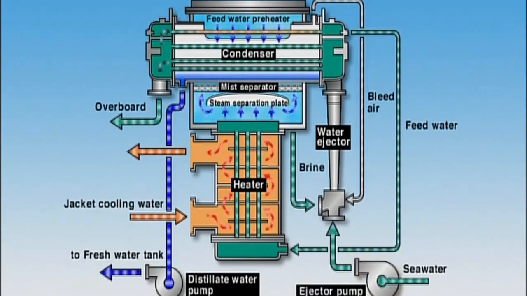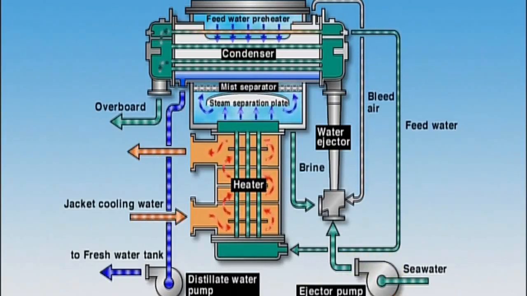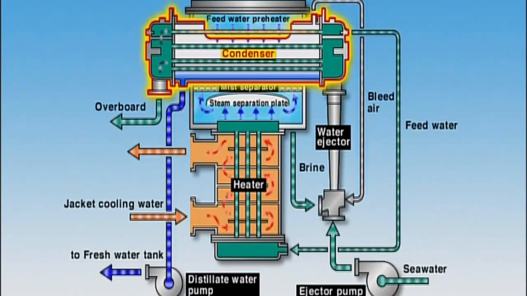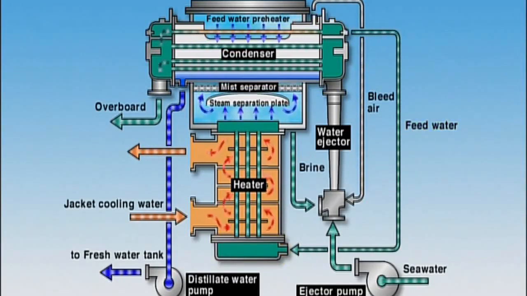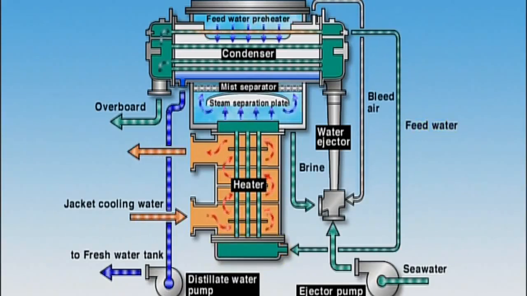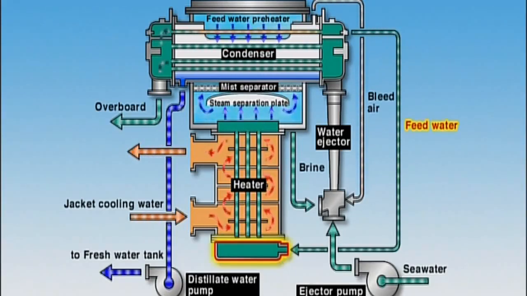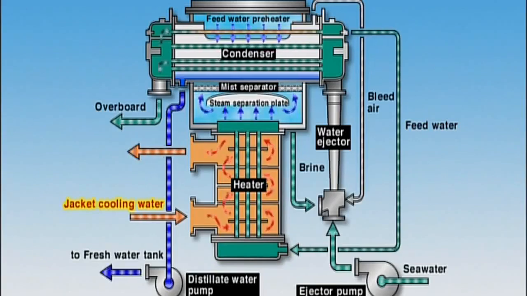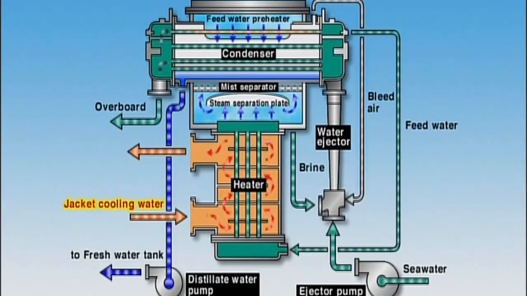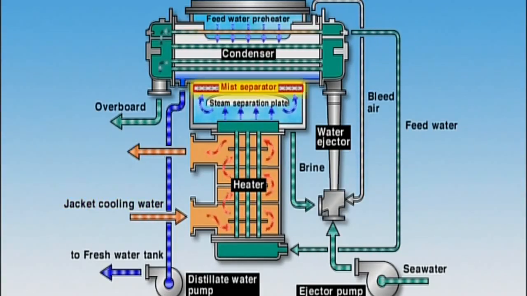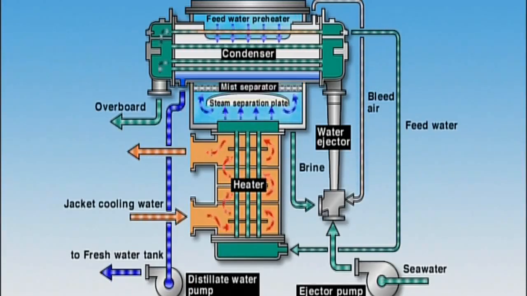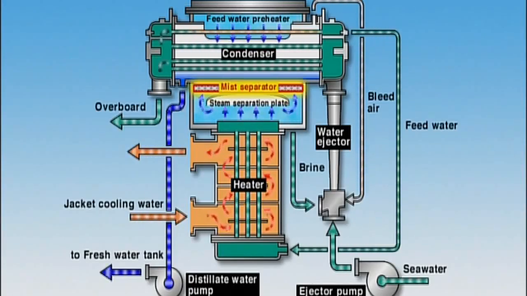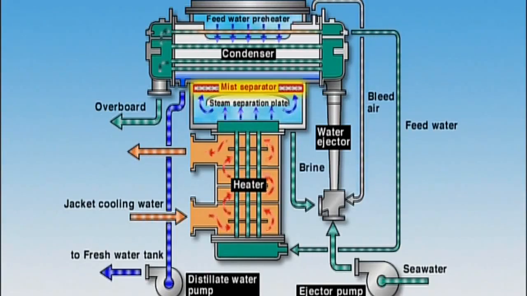Seawater is supplied by a seawater pump to a condenser in the upper section of the distilling plant. Some of the seawater is supplied as feed water to the evaporator in the lower section of the distilling plant, where it evaporates as a result of heat exchange with main engine jacket cooling water. During its ascent, the vapor passes through a demister, where residual salinity is removed to an extremely low level.